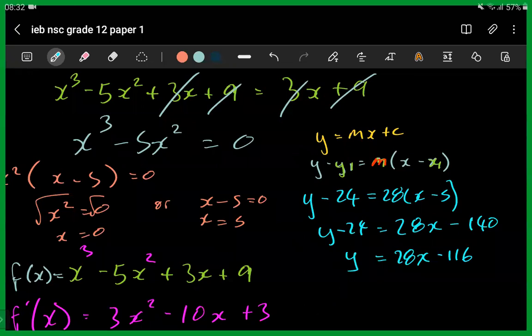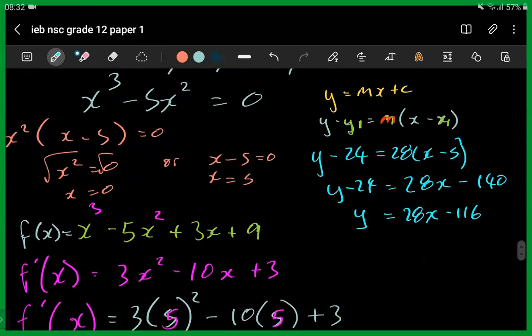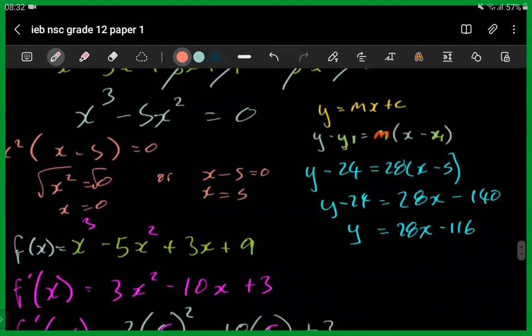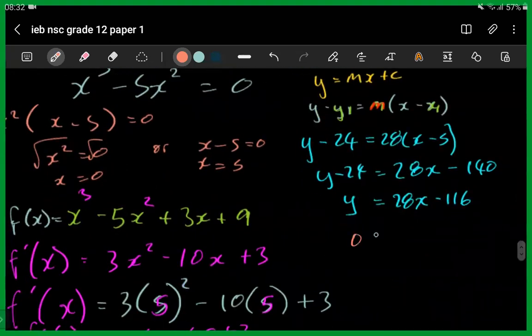There you go. So here you want to get the x-intercept, so you make y equal to 0. So y becomes 0 here. 28x minus 116. This is like positive 116.